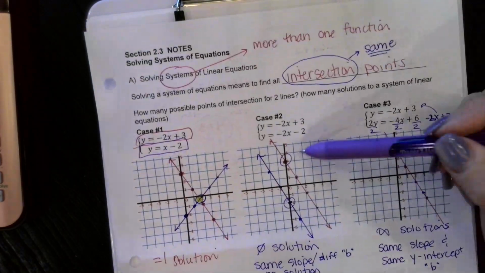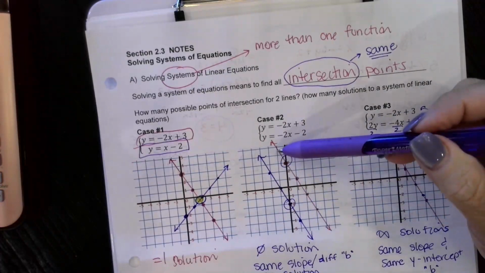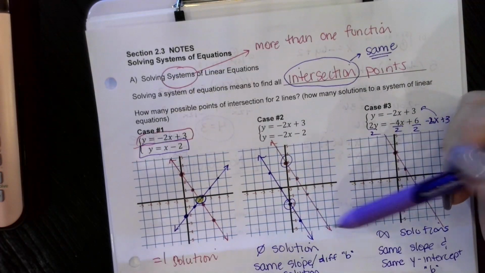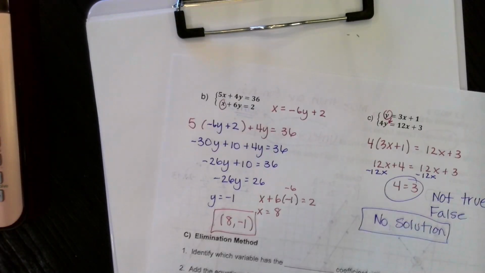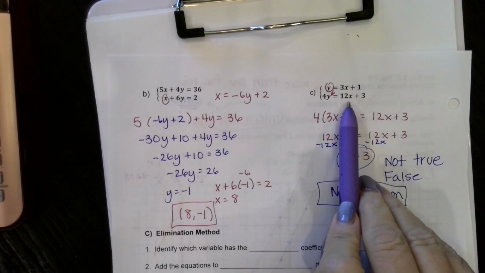So let's flip it back over. That would be something like this. This is a no solution, right? So these lines are parallel. So what this is saying is that these two lines are parallel.